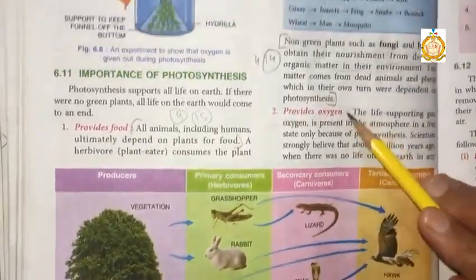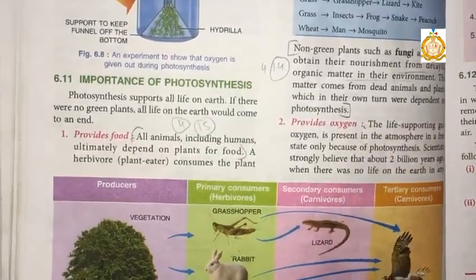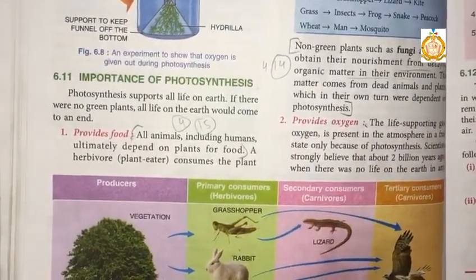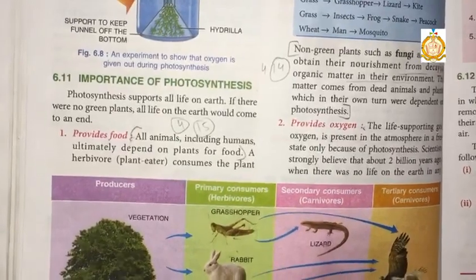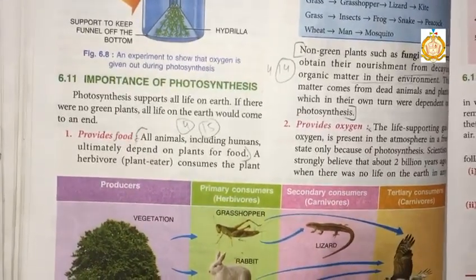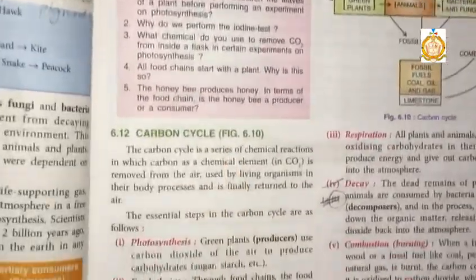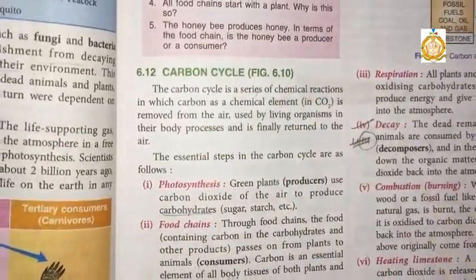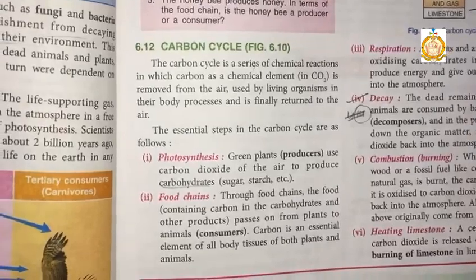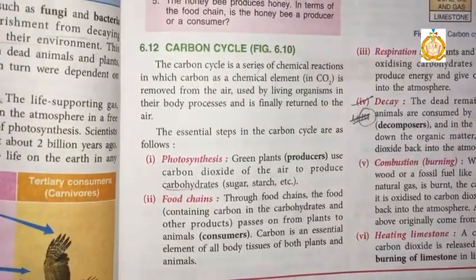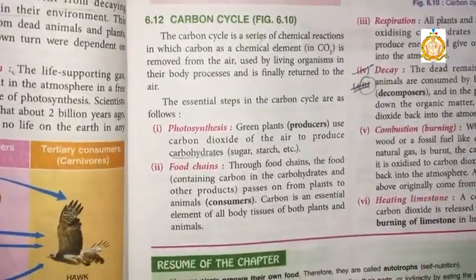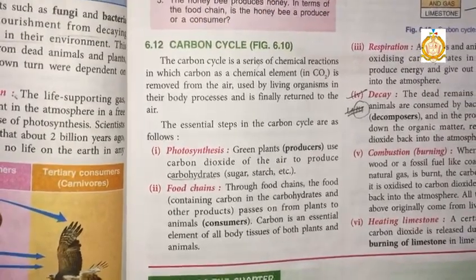The next thing is that it provides oxygen. Oxygen is the byproduct of photosynthesis, and all living organisms take in that oxygen, and they cannot live without it. Carbon cycle now. What do we mean by the carbon cycle? The carbon cycle means the organisms as well as the plants are totally interdependent on each other.